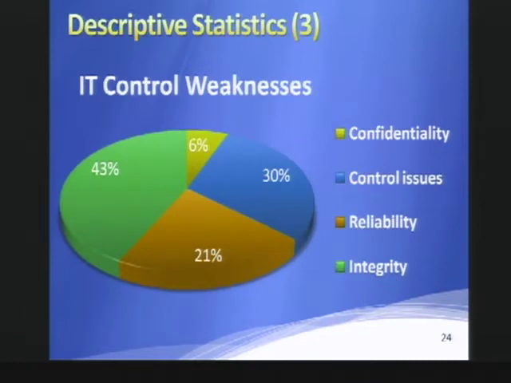Okay, the next is about IT control weaknesses. Here, the IT control weaknesses are categorized in 4 types: confidentiality and control issues, and reliability and integrity.